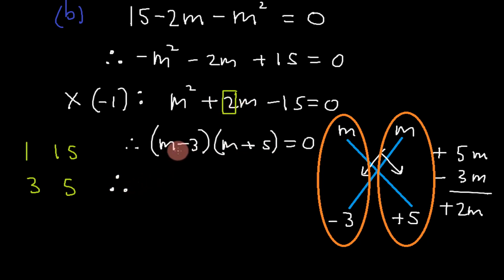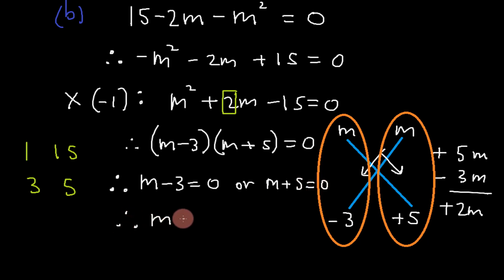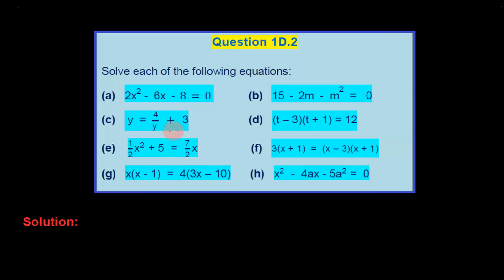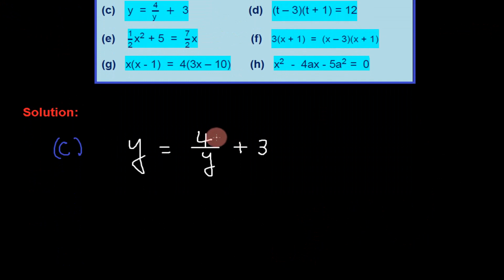So using the zero product rule, and solving for m, so m is equal to 3, or m is equal to negative 5. Let's look at C. So in this equation, we have a fraction, and we can get rid of it by multiplying through by the LCD. So the LCD is y in this case.